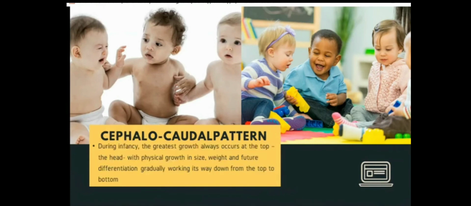And we also have the cephalocaudal pattern. These are the two patterns. During infancy, the greatest growth always occurs at the top, which is the head, with physical growth in size, weight and future differentiation, gradually working its way down from top to bottom. So that includes the extremities, meaning we have the point of origin that starts from the size of our brain and our body.